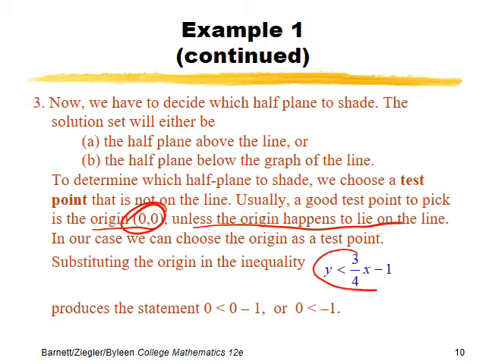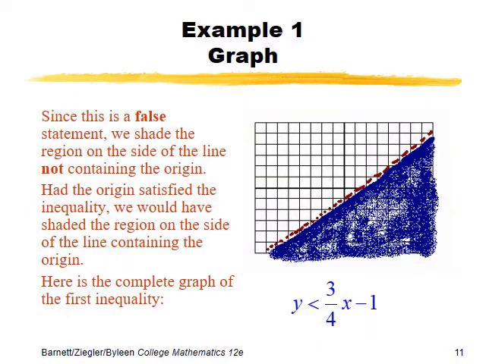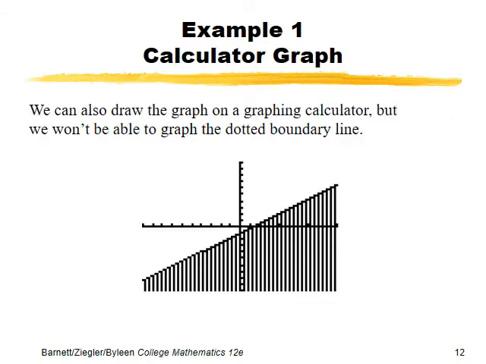So if we substitute 0, 0 into this inequality, does it satisfy? No, it does not. 0 is not less than -1. Since this is a false statement, we shade the region on the side of the line not containing the origin. Here is the origin, so we shade the side which does not contain the origin because it didn't satisfy our inequality. That is the shaded area, which is the solution region for that particular linear inequality. And we can also draw its graph on the graphing calculator.